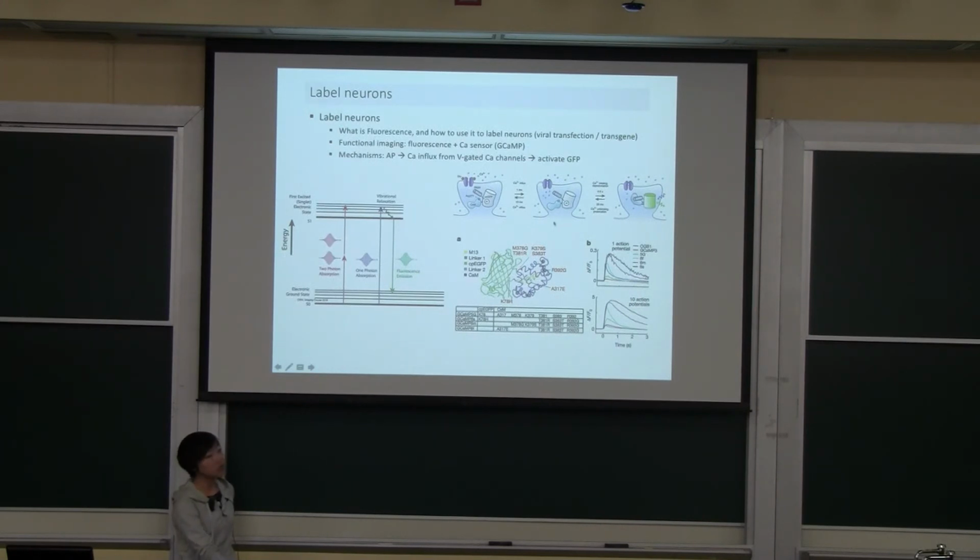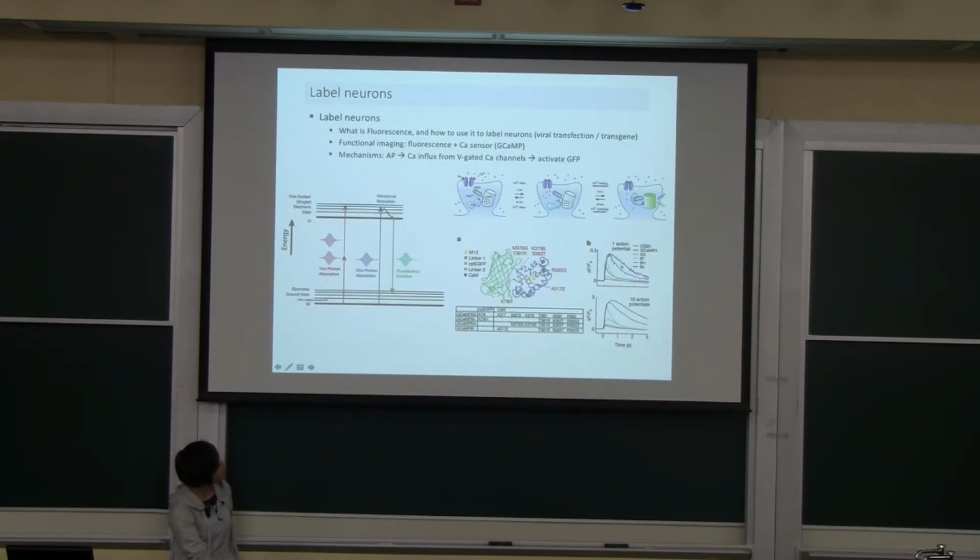Once you have an action potential, then voltage-gated calcium channels will open, and you suddenly have a huge increase of calcium concentration inside the cell, and this molecule will be activated. So in this case, if you shine some blue light on this molecule, you can see green light emitting from that cell.